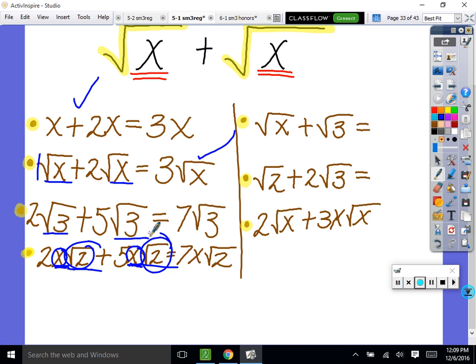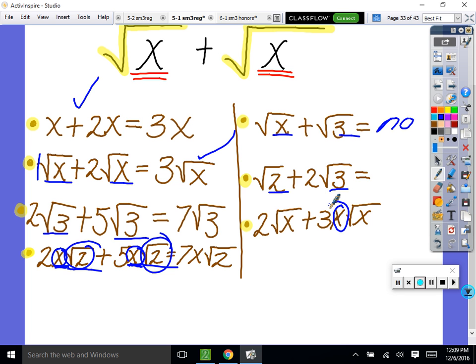All right, so look up here. The square root of x plus the square root of 3. Can we add them? No. Why? The base wasn't the same. Correct, everybody? Okay, looking at this next one. 1 square root of 2 plus 2 square roots of 3. The base is not the same. Okay, careful here. 2 square roots of x plus 3x square roots of x. No. There's an x there. Right. We cannot add these. Does everybody understand? Yes?